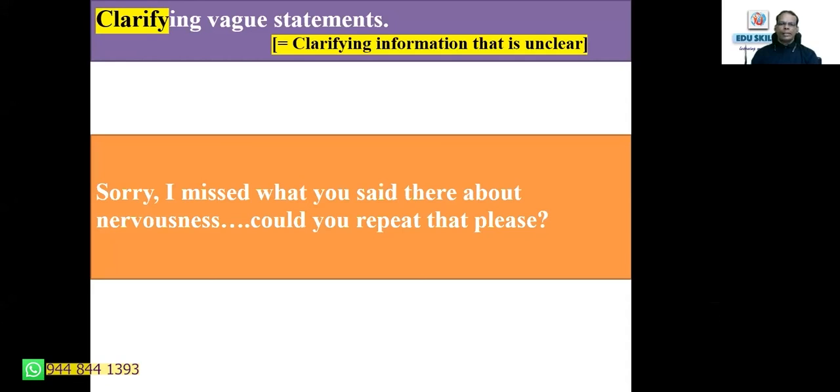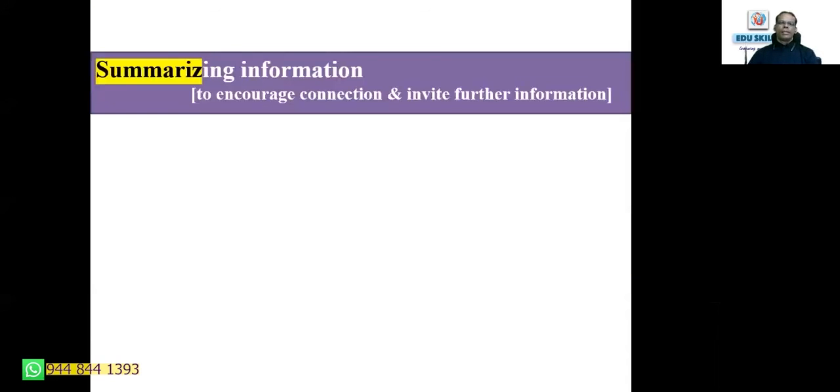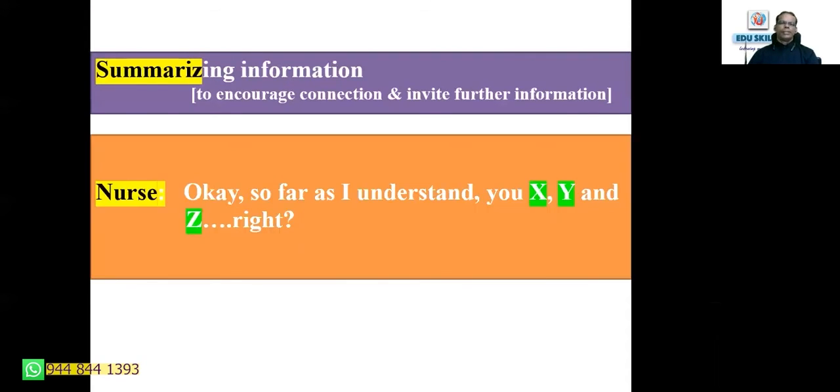Sorry, I missed what you said there about nervousness. Could you repeat that, please? So making a statement, then you ask a question, clarifying. Summarizing information also, you need to ask something. So, so far as I understand, you said X, Y, and Z. Means you said this one, and this one. Right? So that's a way of asking a question.